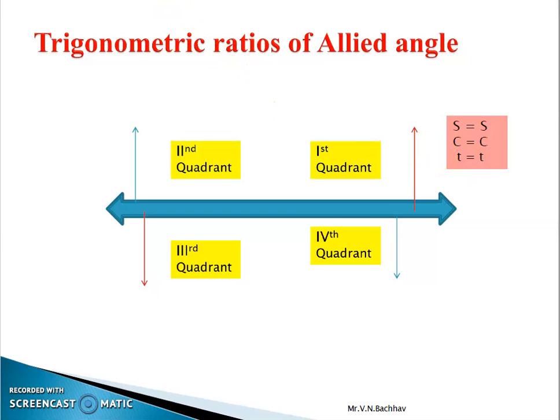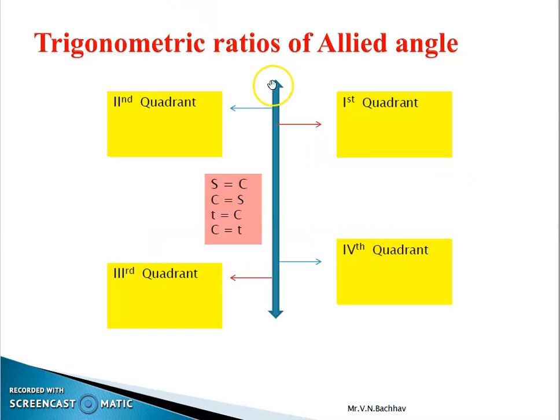If we use the y-axis, meaning YOY dash, that means also 90 minus theta, theta is present in the first quadrant. If 90 plus theta, that means theta lies in the second quadrant. 270 minus theta, that means theta is present in the third quadrant. 270 plus theta, that means theta is present in the fourth quadrant.